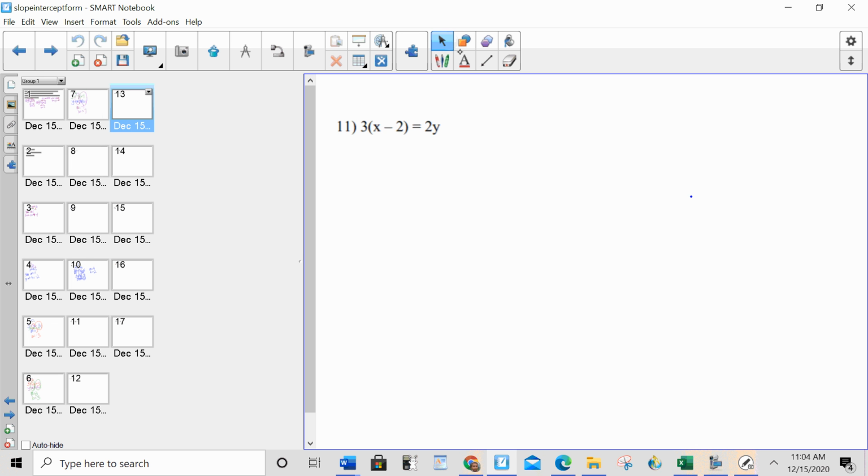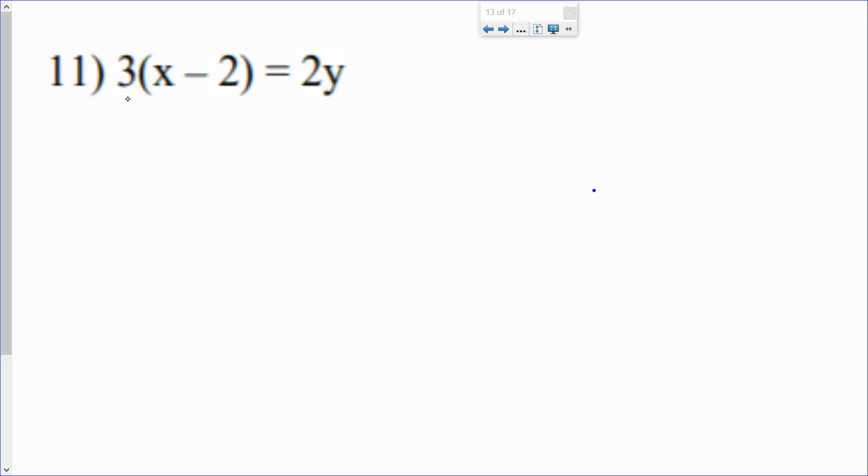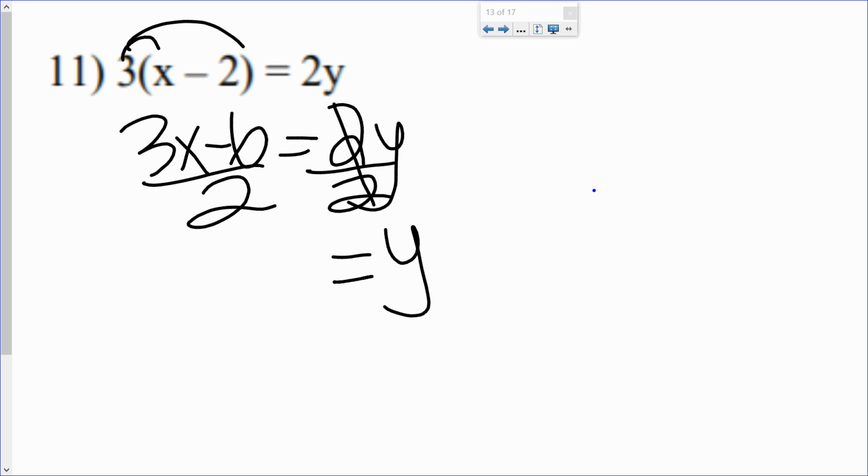Okay, let's take a look at number 11. So the first thing I need to do here is get rid of those parentheses in order to get it into y equals mx plus b form. So I'm going to get 3x minus 6 equals 2y. And now, to get y by itself, I'm going to divide. So here's what's new for this example. If it does not divide nicely, leave it as a fraction. So if I want to do 3 over 2, I leave that as 3 over 2x.